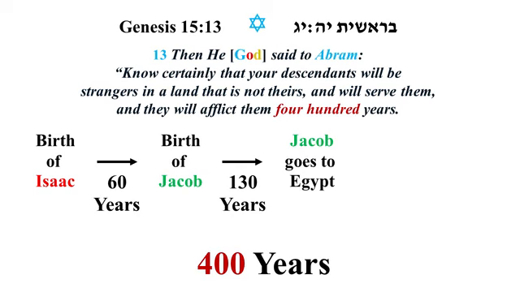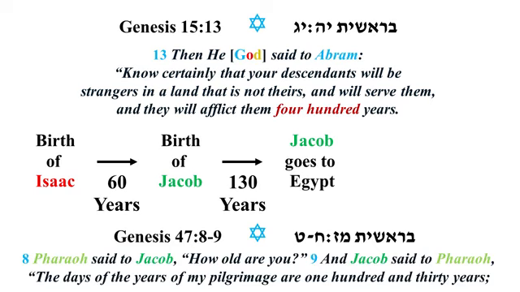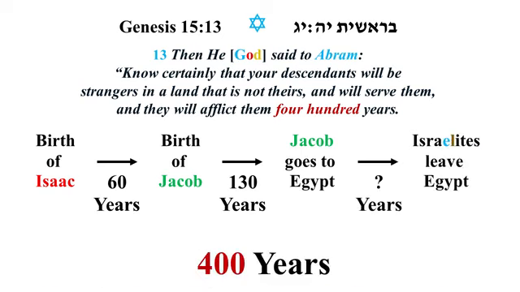How do we know that? Genesis 47, starting in verse 8. Pharaoh said to Jacob, "How old are you?" And Yaakov said to Pharaoh, "The days of the years of my pilgrimage are 130 years." Okay, so now we got 190 years, and we've got to get 400 years of being strangers in a land that is not theirs. And so if you subtract 400 minus the 190, you get 210 years down in Egypt.